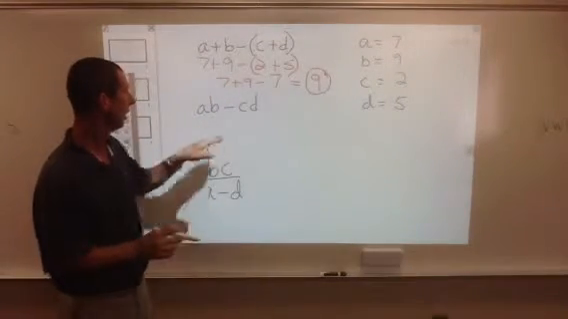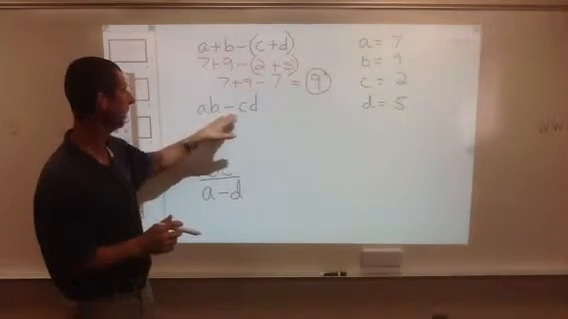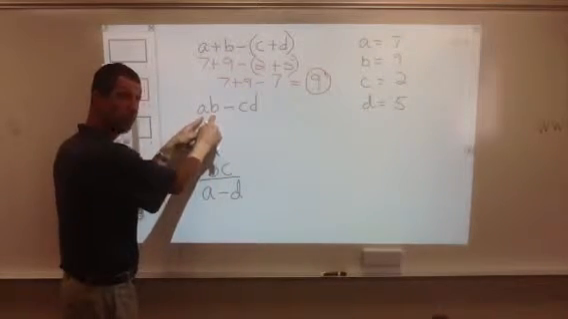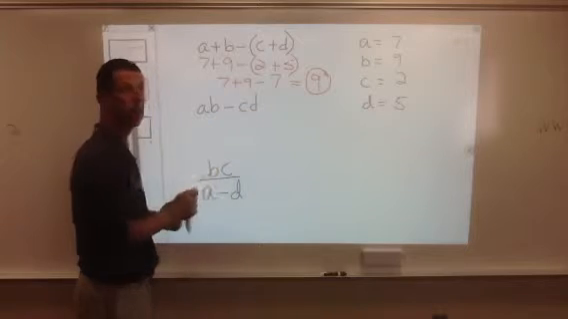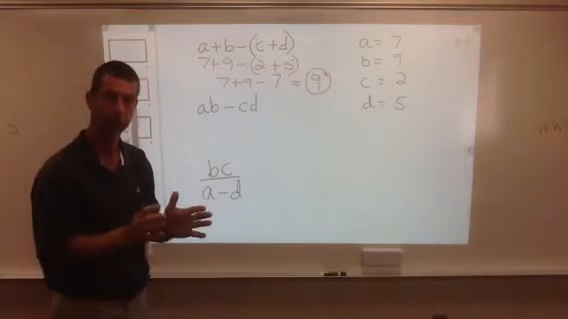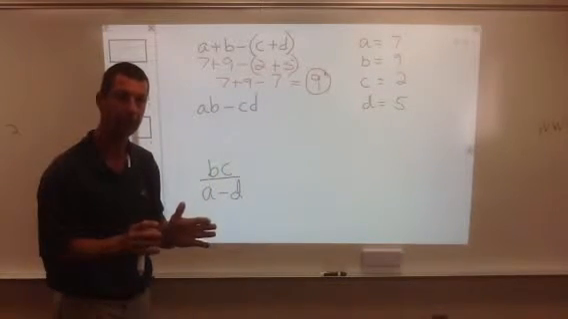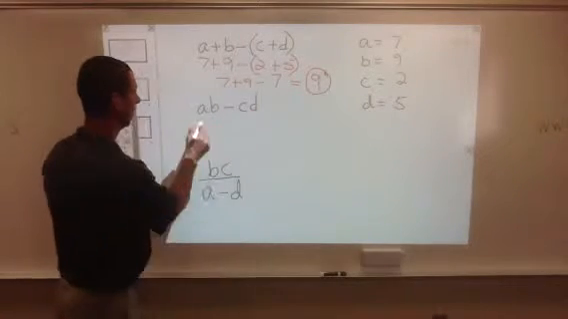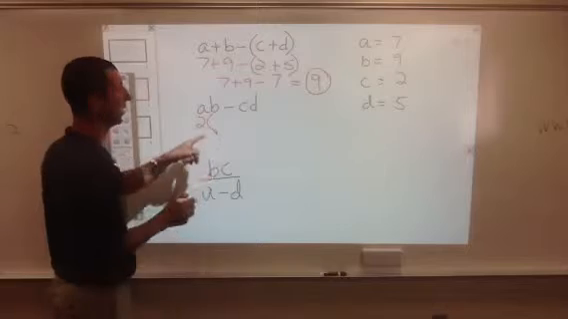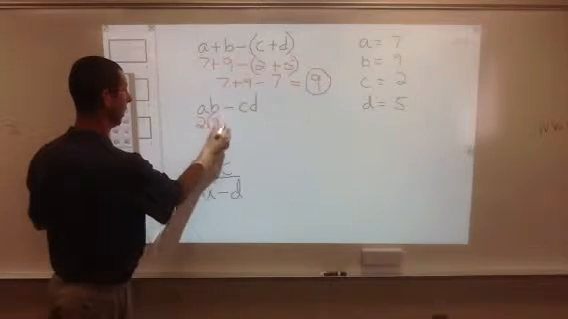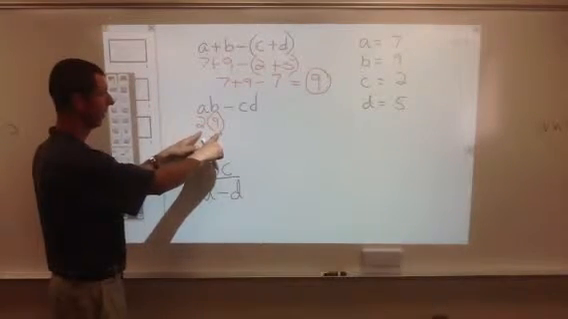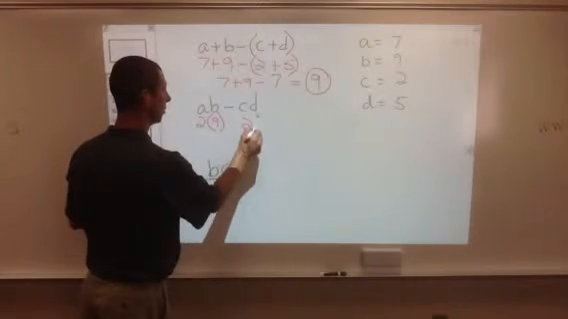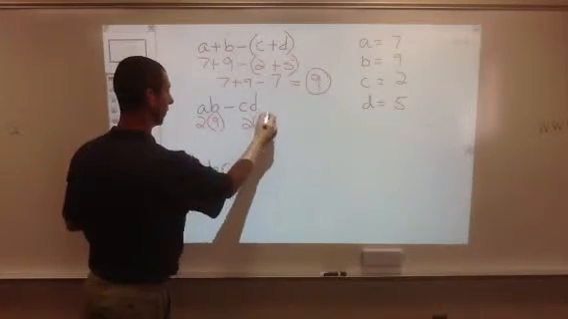Okay, here's another one. AB minus CD. Now, what this means is A times B, C times D. When you have two variables right together with no operation sign between them, it's multiplication. So I'll plug my numbers in. A is 2, times B, which is 9. And that's generally how we write that. That is multiply.